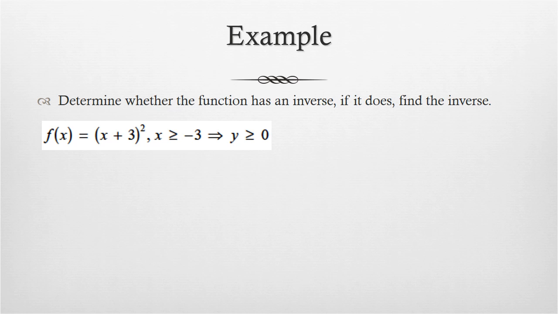In this case, we're going to make sure it has an inverse, and then if it does, find the inverse. Notice that we are restricting the domain here. X is greater than or equal to negative 3, and y is greater than or equal to 0. So when you graph it, make sure you impose those limitations on your graph. Pause the recording, give it a try, and resume to check your answer.